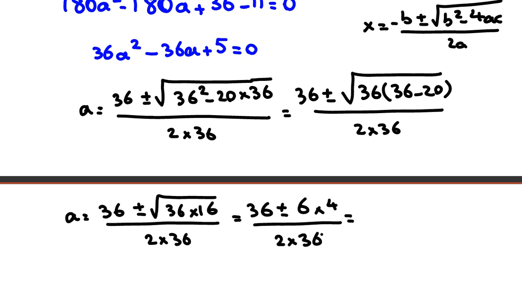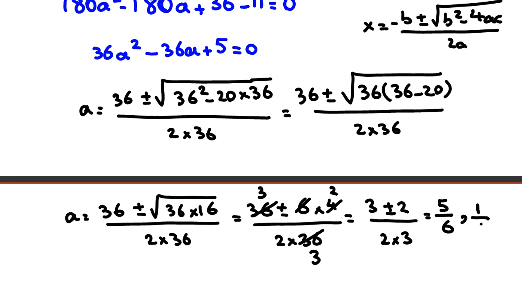So here it will be 30. Let's divide. We can divide by 6 times 2. You can divide by 12. If you divide by 12, it will be 3 by 12. It will be 2. So 3 plus minus 2 over 2 times 3. So it will be 3 plus 2, 5 over 6, or 3 minus 2, 1 over 6.